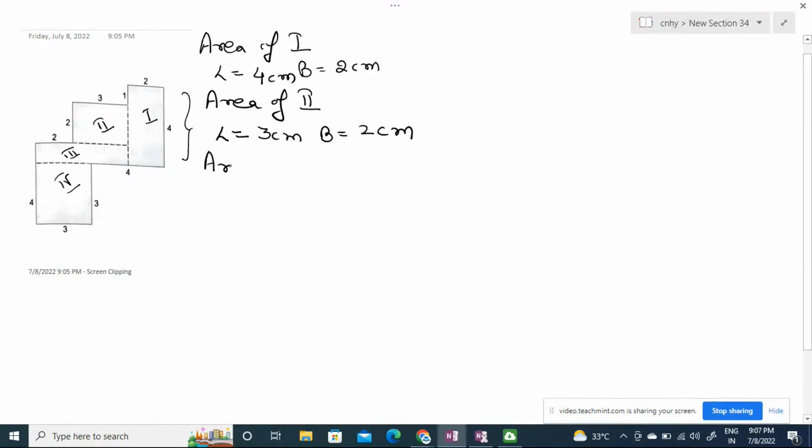And area of third figure. Area of 3 needs some calculation. Now, what is the length? This is 2 and 2 centimeters, equal to this 3 centimeters. So that's 5 centimeters.